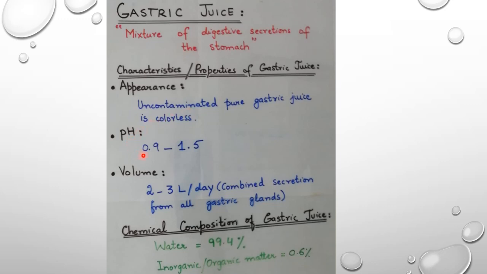Its pH ranges from 0.9 to 1.5, and its volume is 2000 to 3000 ml, or 2 to 3 liters per day. Now its chemical composition: it is mainly composed of water, around 99.4%, while the inorganic and organic matter found in gastric juice is around 0.6%.